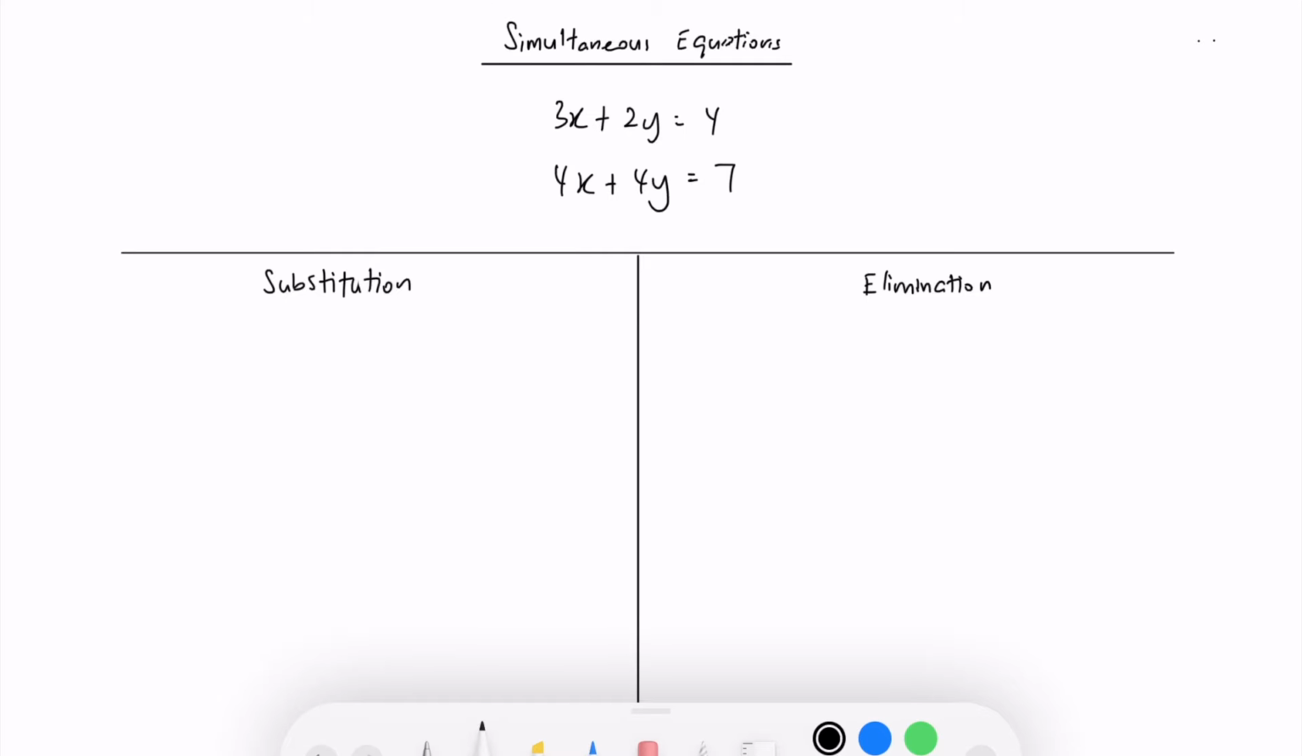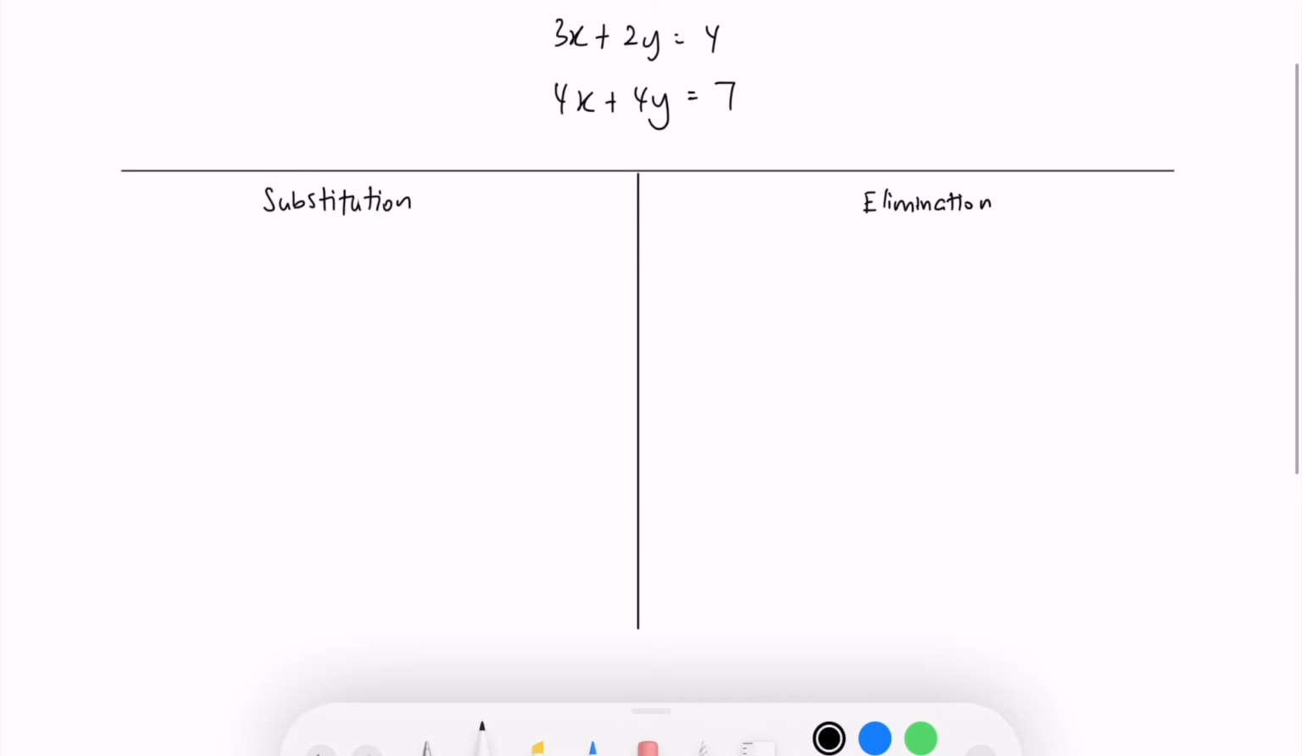Hey guys, welcome back. Now, in this video, I'm going to talk about simultaneous equations. I will have timestamps in the description box below. One on the substitution method, one on the elimination method, and the other one for an advanced question.